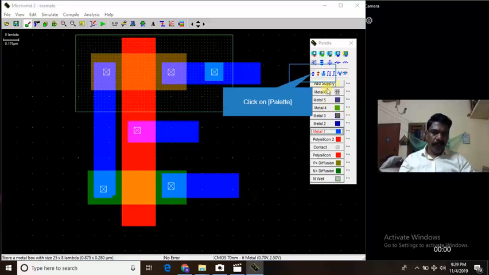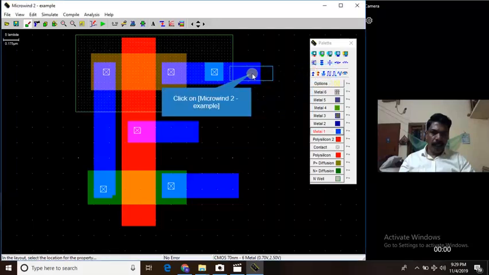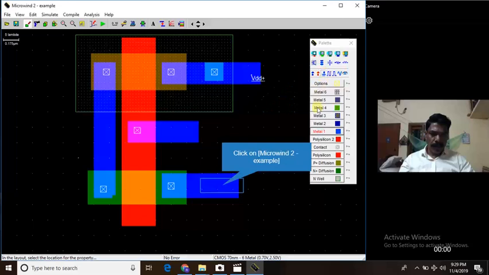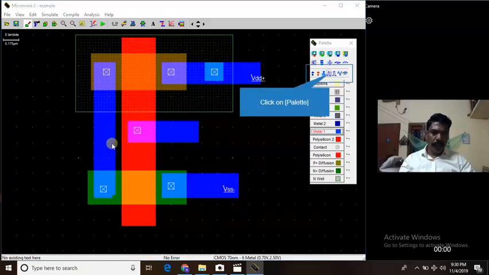So let us connect the power supplies. There is a VDD supply here. Now this has to be connected to VDD, and the source of NMOS has to be connected to ground, that is VSS. Okay, so this is VSS, and this will be your output, and this is the input.